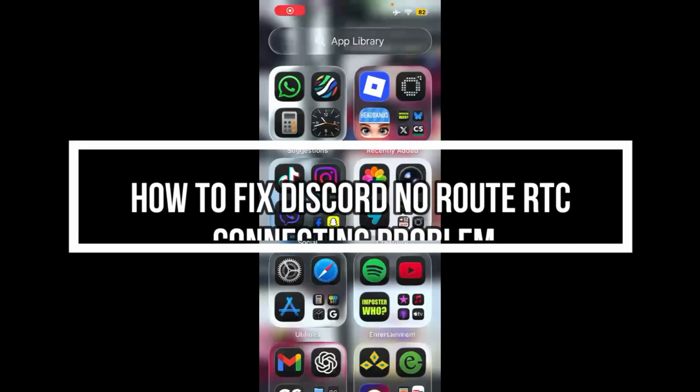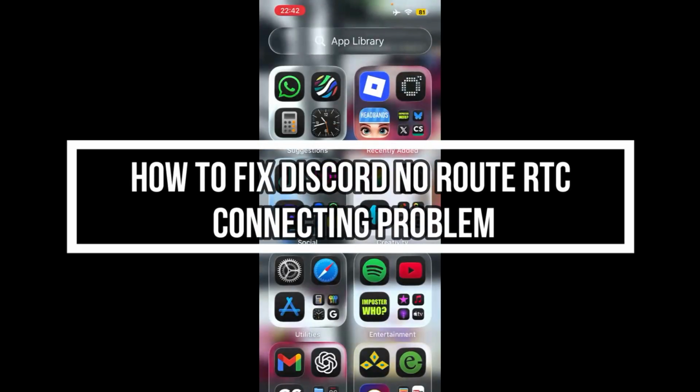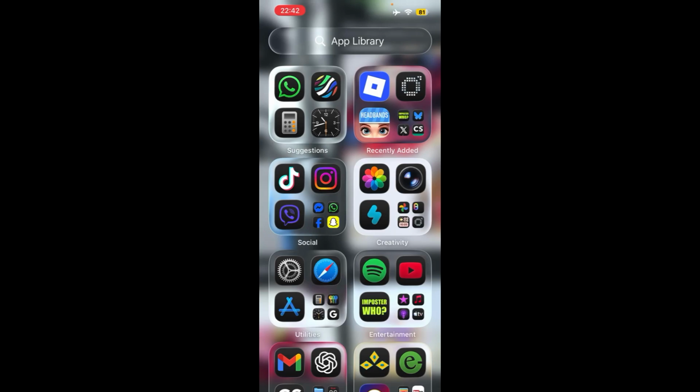I'm going to be showing you how to fix the Discord no route connecting problem. It's really easy, so let's get right into it. The first thing you need to do is understand what no route actually means. It means that Discord can't connect to voice servers, usually caused by network issues, firewall, VPN blocks, and ISP restrictions. So let's fix it step by step.